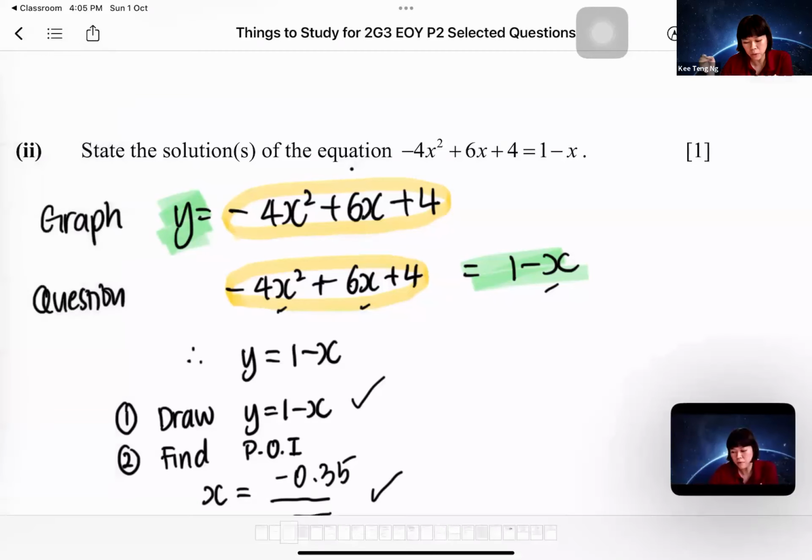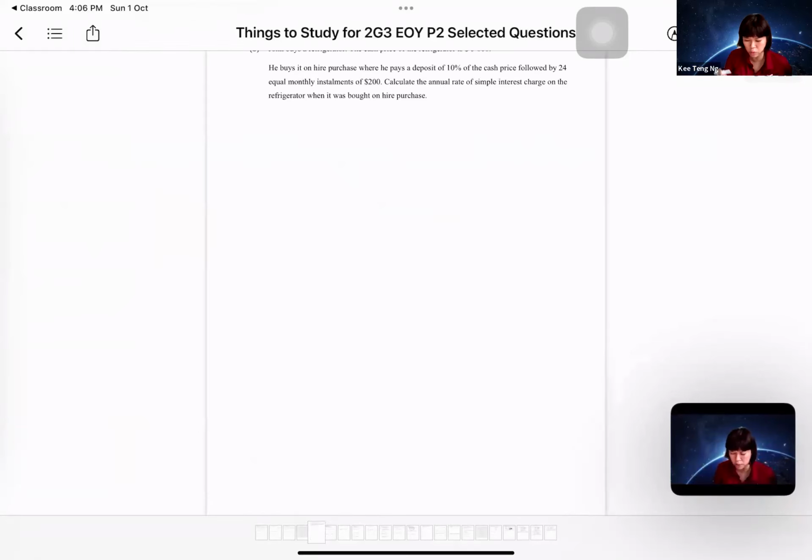Okay, if you are done with this question, you give me a thumbs up. I'm going to continue to the next question. Finally, graph takes a long time to do. All right, Ken, okay, very good. Okay, then I'll continue. Next question.